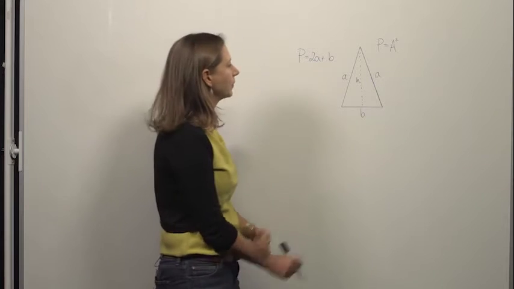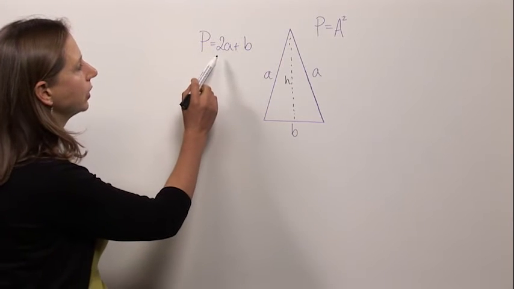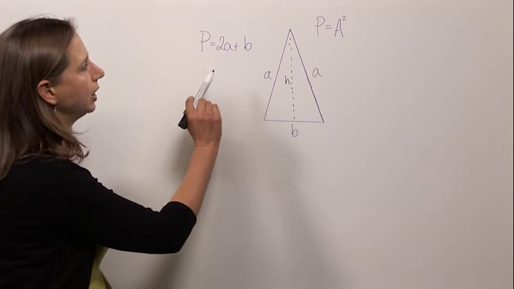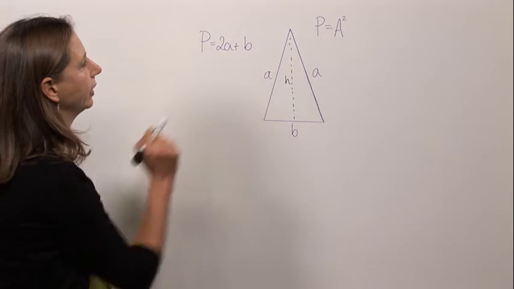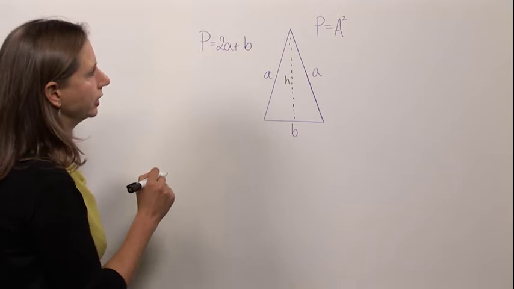So here's the setup. We have a triangle with lengths A, A and B. So the perimeter is 2A plus B. And we know that the perimeter is equal to the area squared. We also know that P and B are integers.